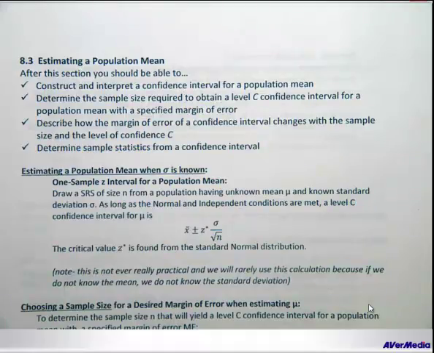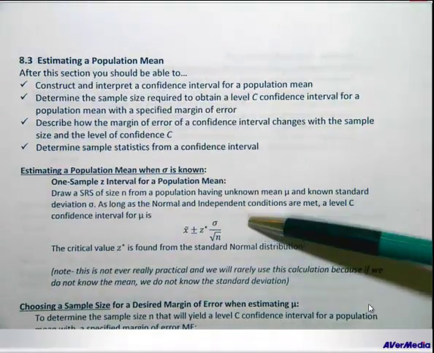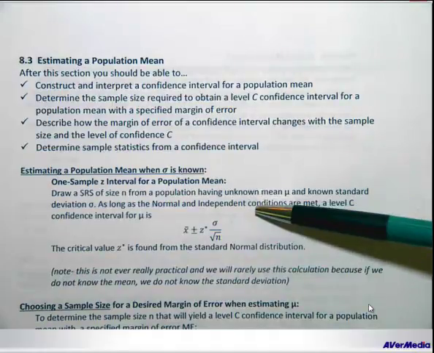Okay. This lesson is about constructing confidence intervals for a population mean. We've been working with proportions up until this point. What you'll notice is this section sort of split into two parts. The very first part is about constructing a confidence interval if you actually knew the population standard deviation, which is what's called a one sample Z interval for a population mean.